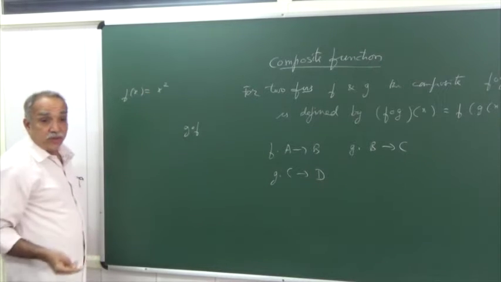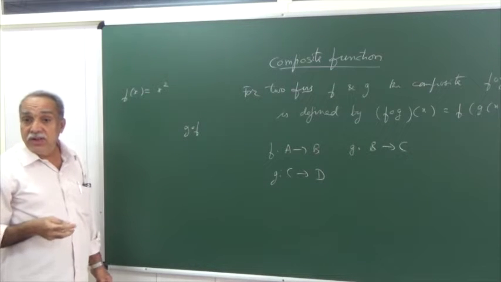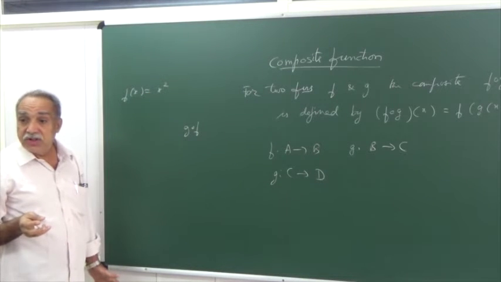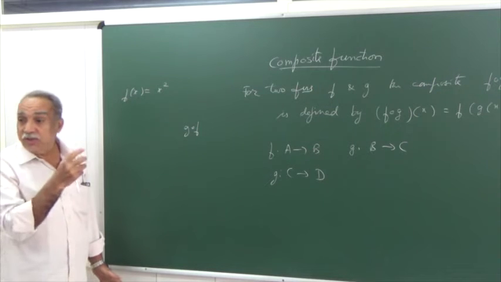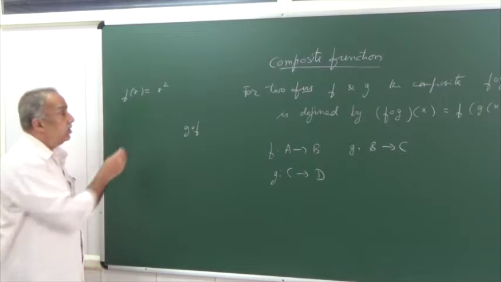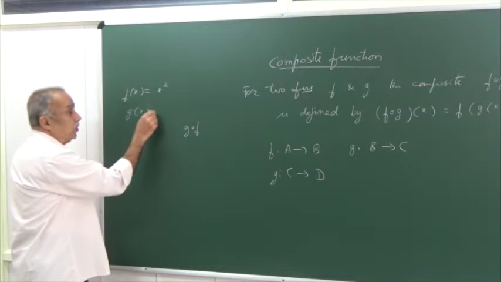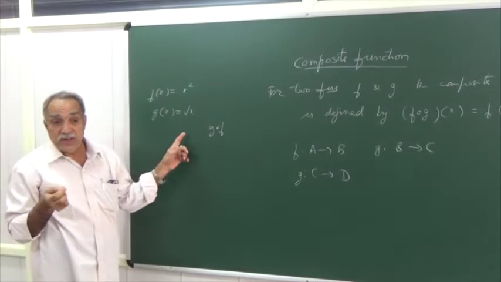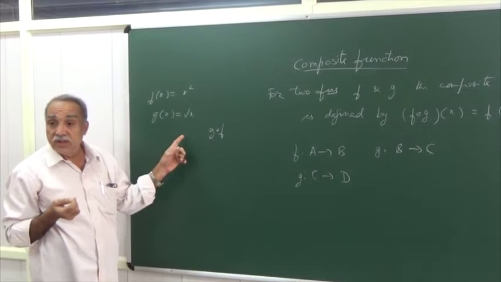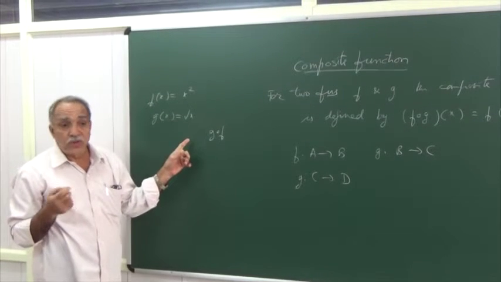Suppose f of x is x square. What is the domain? All real numbers. Range from 0 to infinity. Negative values cannot be attained by f of x. Suppose g of x is root x. Domain will be 0 to infinity, including 0. Range same, 0 to infinity.